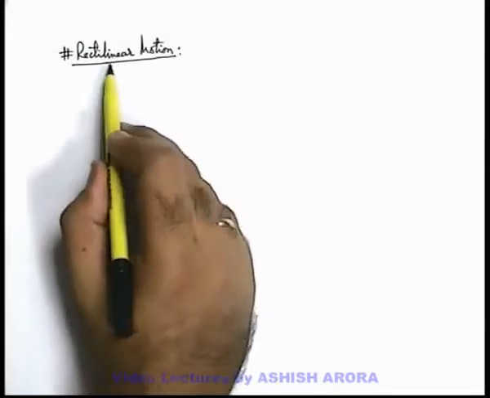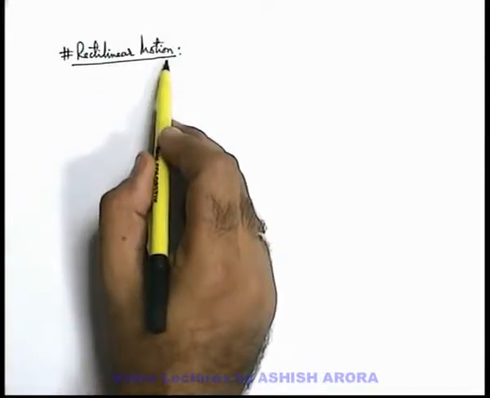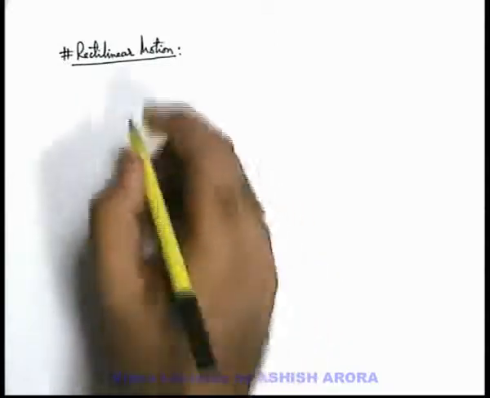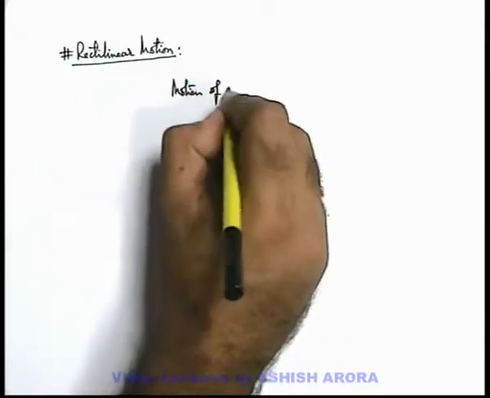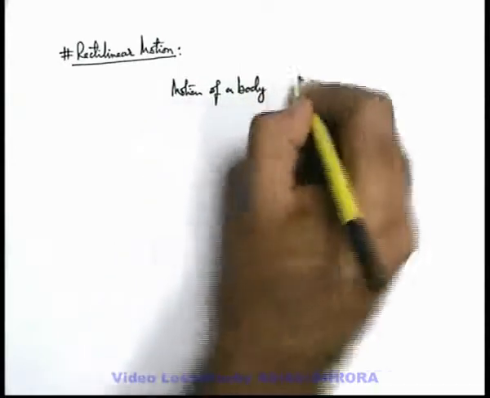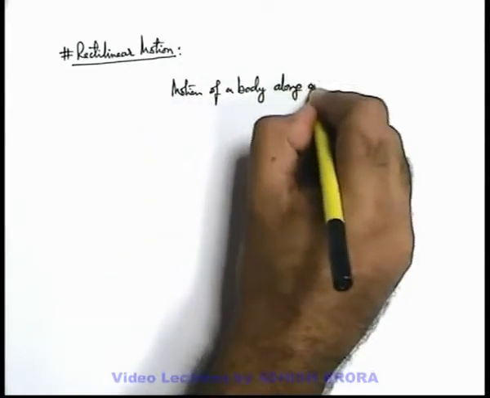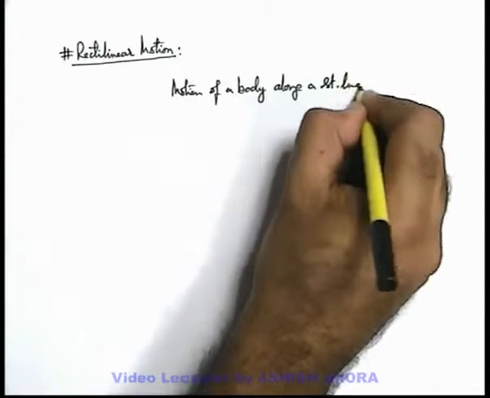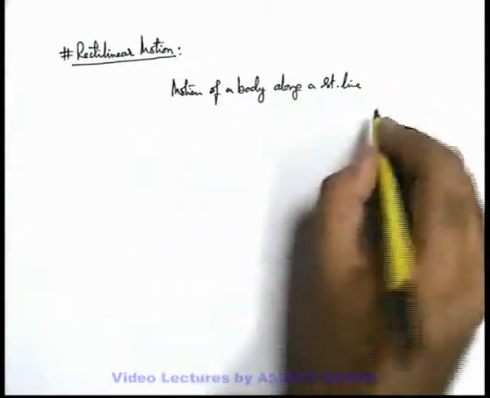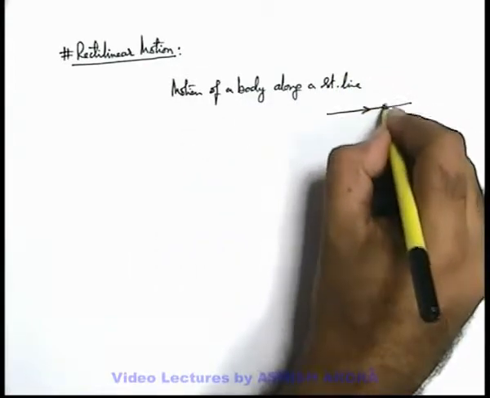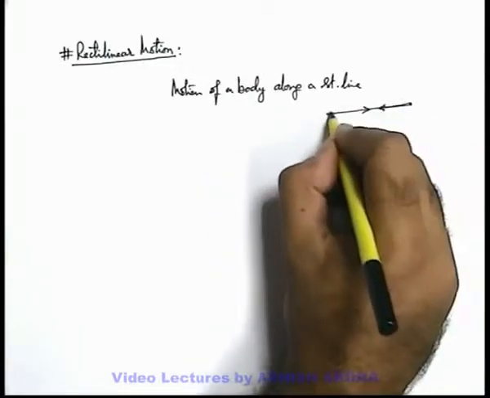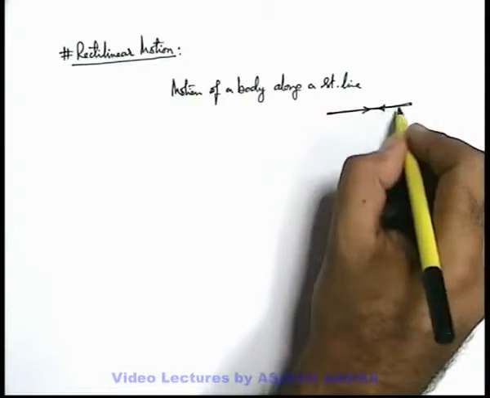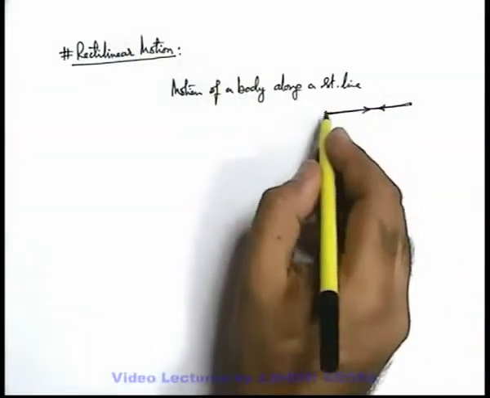Now we will start the topic of rectilinear motion. Rectilinear motion can be directly written as motion of a body along a straight line. A body moves along a straight line, either forward or backward, in either direction. This motion we simply call rectilinear motion.